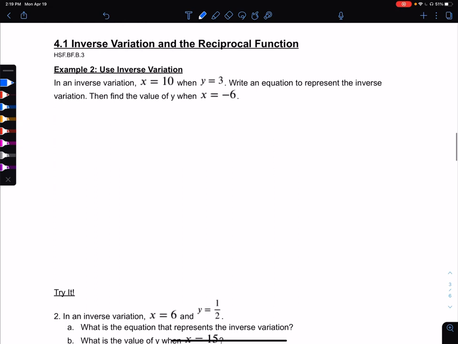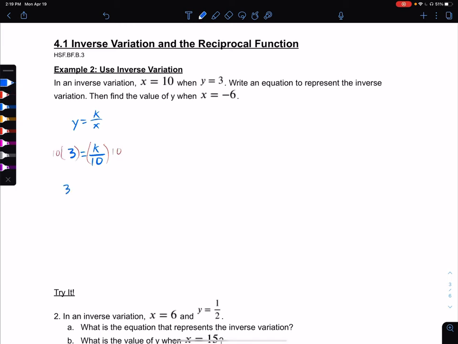We know that y is equal to k over x. And they tell us that when x equals 10, y is equal to 3. And we don't know what k is. That's what we're trying to figure out. Okay. So to solve for k, all we need to do is multiply each side by 10.